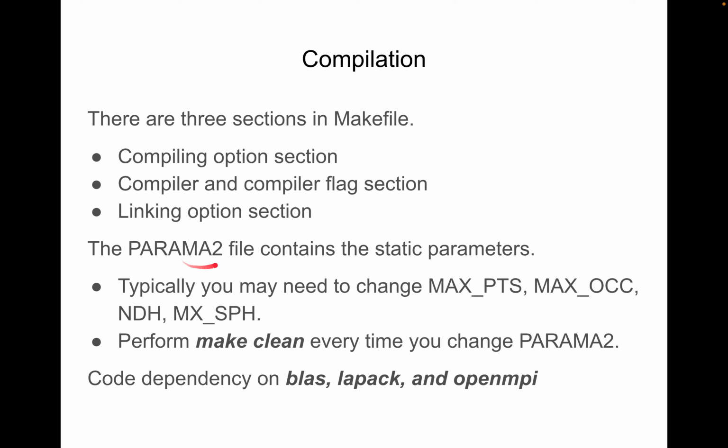The second file that is important for the user is the parameters2 file. This file contains the static parameters needed for the compilation. Although there are roughly 40 parameters in this file, and it may be a little intimidating at first, in a typical situation you may only need to change a few of the static parameters, so it shouldn't be as intimidating as the first look. Whenever you make a change to the parameters2 file, don't forget to perform make clean every time before recompiling the binary.